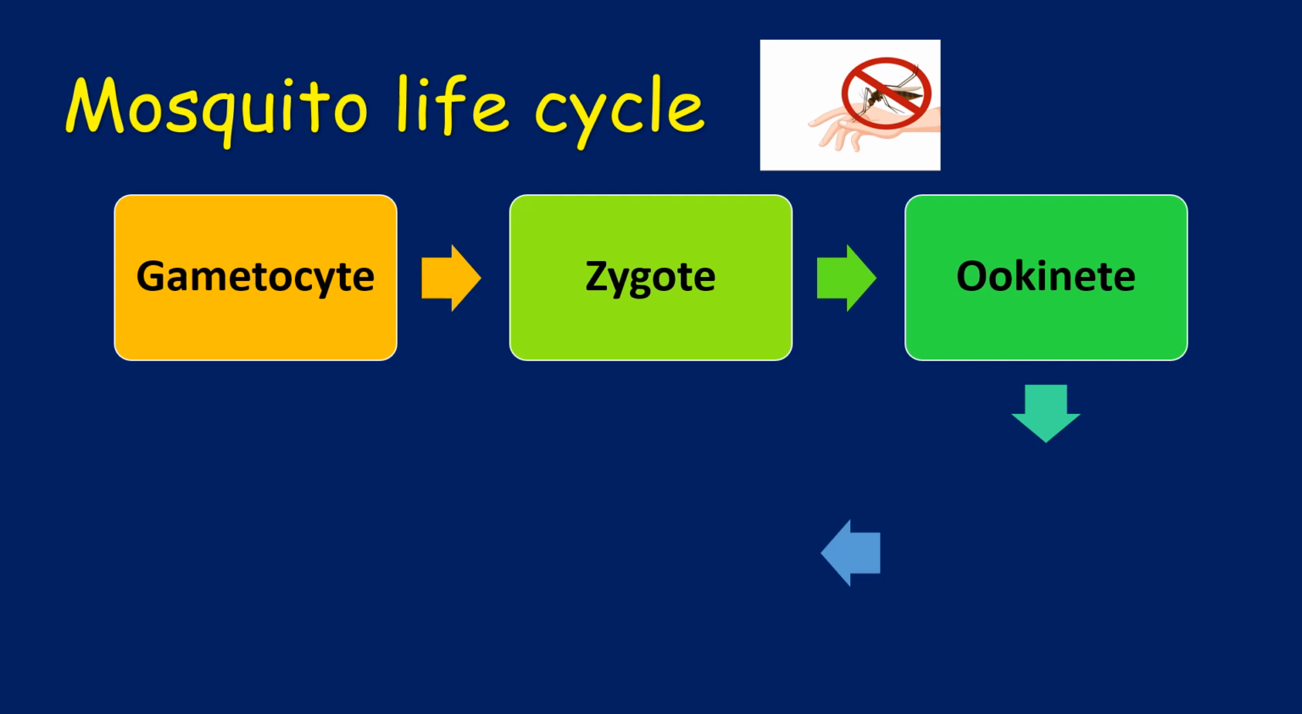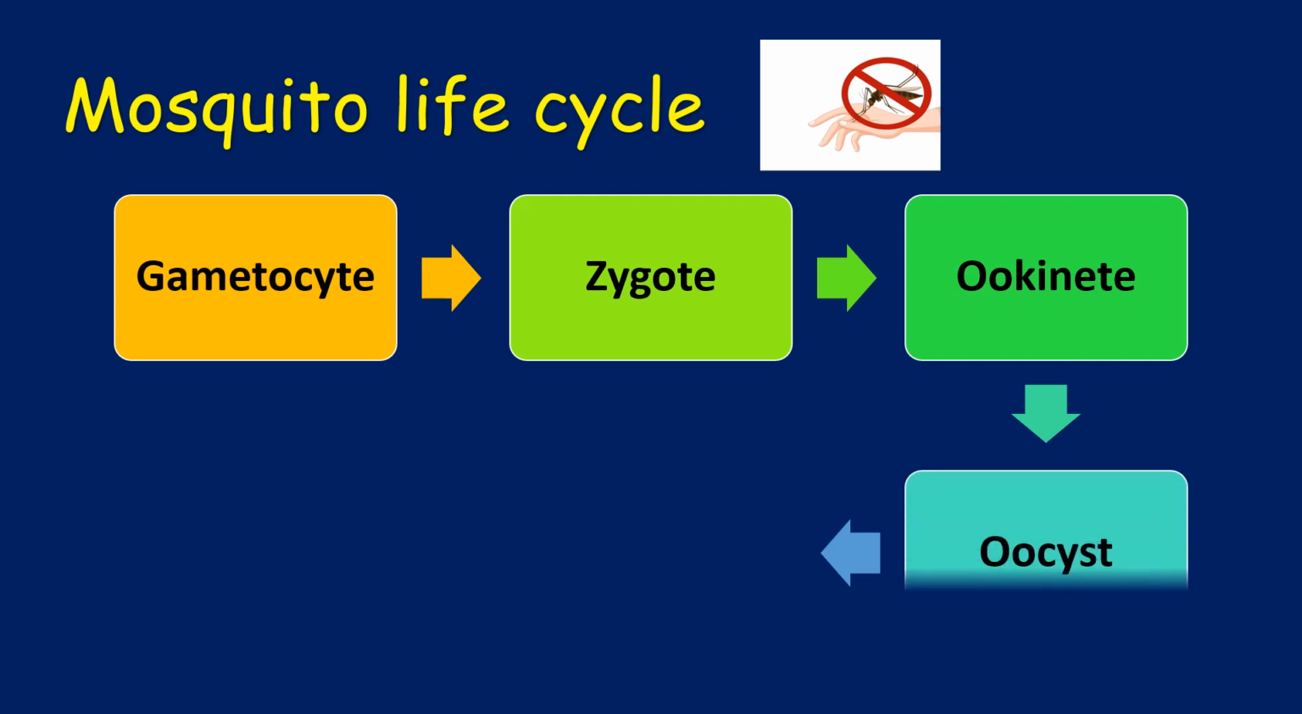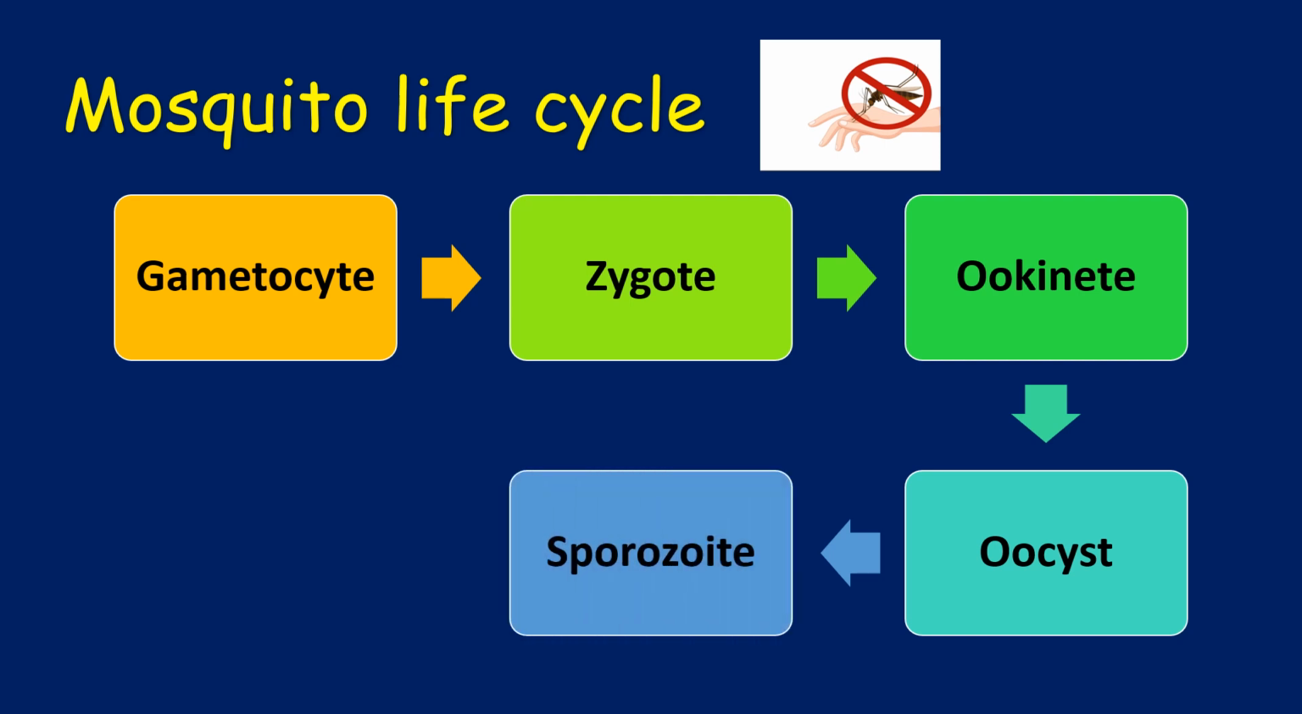It penetrates the stomach epithelial lining of the mosquito and lies between the peritrophic membrane and epithelial cells. It then develops into an oocyst. Inside the oocyst, hundreds to thousands of sporozoites develop. After around 10 days, oocysts mature and rupture, releasing sporozoites. These sporozoites are released in the body cavity of the mosquito and have a special liking towards the salivary gland. So when the mosquito bites a healthy human, it transfers these parasites from its salivary gland duct into the blood of the human.